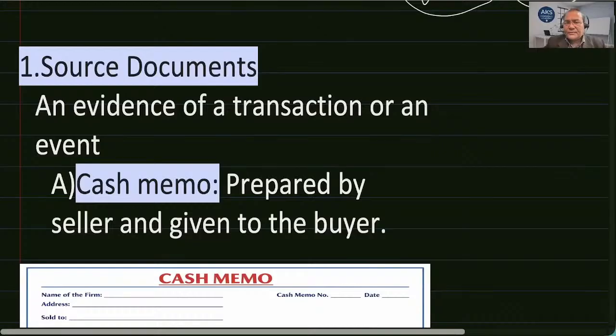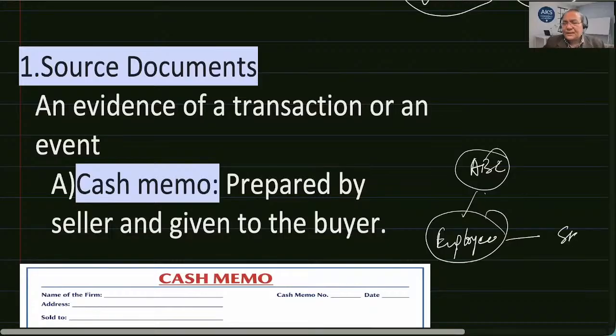An evidence of a transaction or an event may be a cash memo. So whenever, let's say, an enterprise ABC firm sends its employee to buy something from the market, let's say stationery from the market, after having bought certain stationery items, cash is paid by the employee to the stationery shop owner.